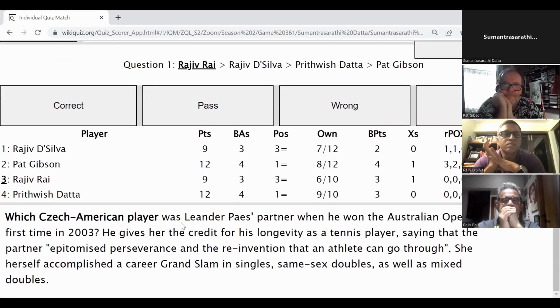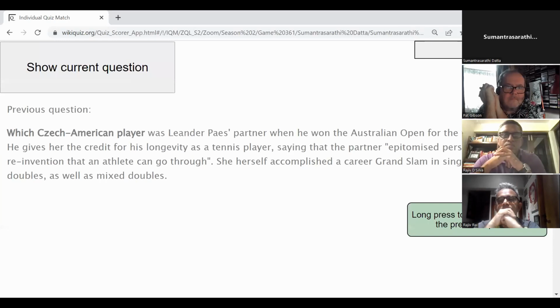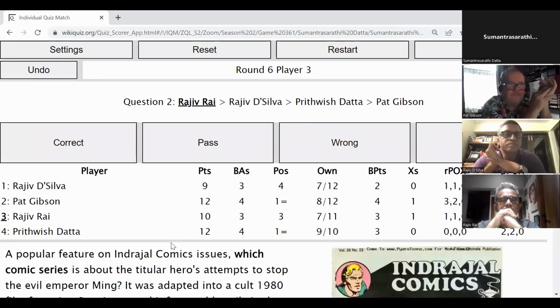Rajiv Rai, your questions. Which Czech American player was Leander Paes's partner when he won the Australian Open for the first time in 2003? He gives her the credit for his longevity as a tennis player, saying that the partner epitomized perseverance and the reinvention that an athlete can go through. She herself accomplished a career Grand Slam in singles, same-sex doubles, as well as mixed doubles. Martina Navratilova. Yes, and this is Rajiv's second question.